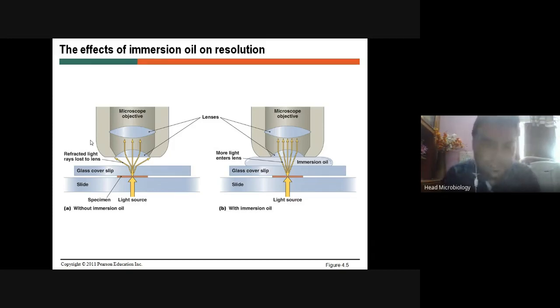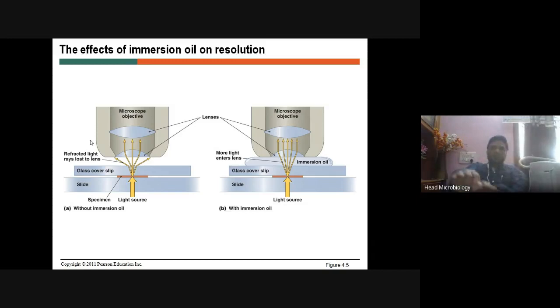As the focal point gets reduced, what happens? The distance at which you need to keep the slide from the objective gets reduced. Generally, in case of your 10x, if you are using the screening objective, you can keep it at a few centimeters. With 40x, you are supposed to keep it at around a few millimeters, whereas in oil immersion, you are supposed to keep it at only 1 or 2 millimeters, because the focal length gets reduced here.